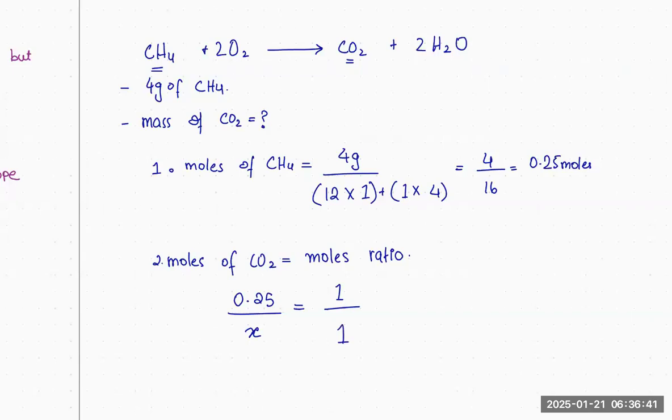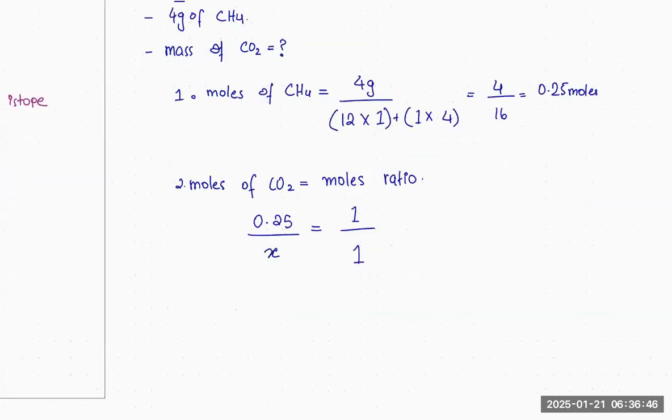So what will you do? You will solve for X, and you'll get the same answer. The moles of carbon dioxide are also 0.25 moles. So wherever the mole ratio is 1:1, one of each, the moles will also be the same. But you can also use this method to calculate if the moles are different. Step number 3 is to find the mass of carbon dioxide.